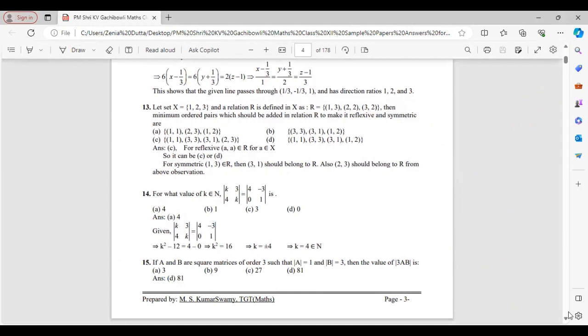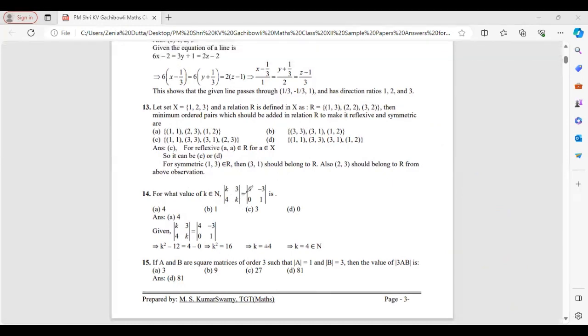For what value of k belongs to n, k3, 4k, 4 minus 3, 0, 1 is. So we have to find out the value of k. So determinant, we will find out the normal process of determinants is AB minus CD and hence k equal to plus minus 4 because square root, so both the values are possible.